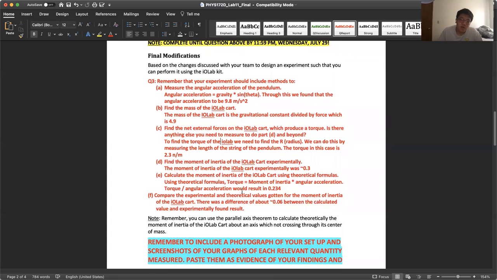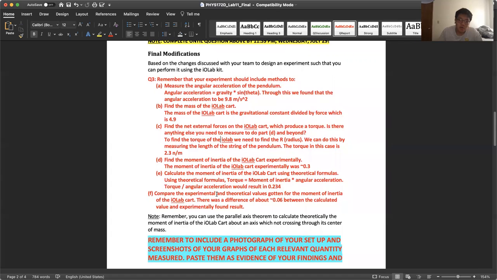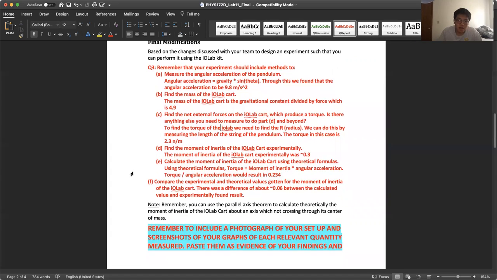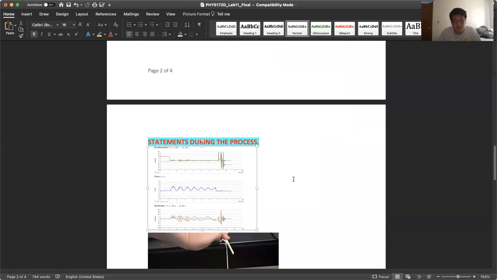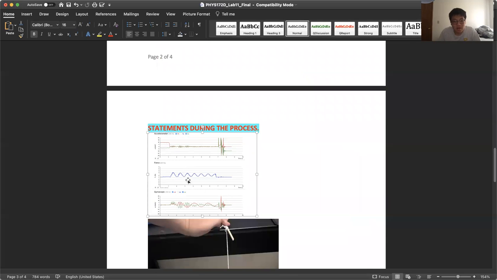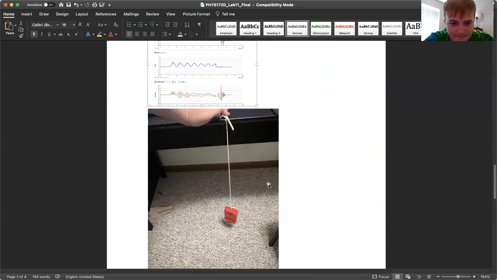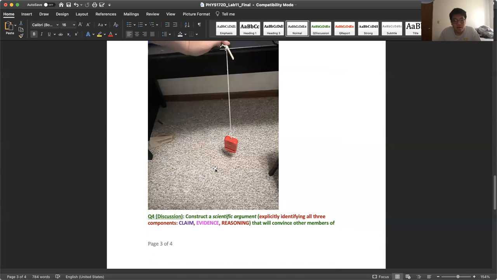Compare the experimental and theoretical values gotten. There's a difference of about 0.06 between the calculated value and the experimentally found result. So here are my graphs. Kind of messed up at the end, but you get the point. Right. Yeah, and then you get a little pendulum.